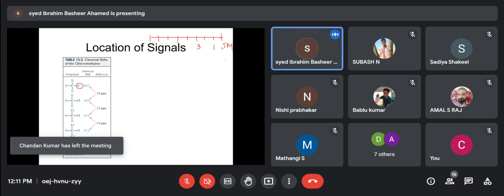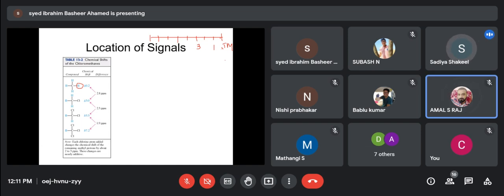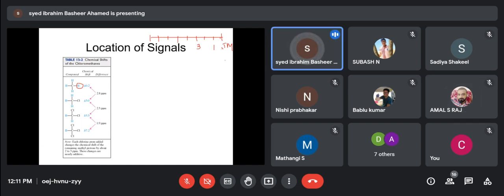Is methane a shielded proton or a less shielded proton? Less shielded, methane. Shielded. The other girl is telling less shielded, and you are telling shielded. Tell me the correct one. Why is it less shielded, or why is it shielded? Tell me the reason.